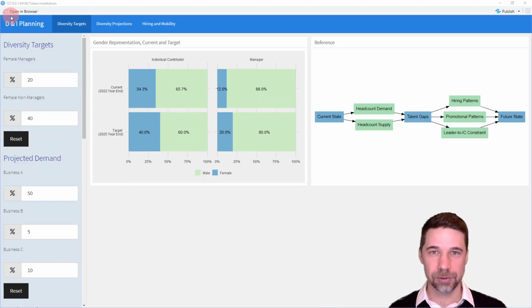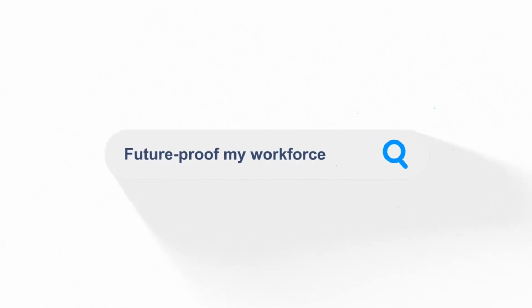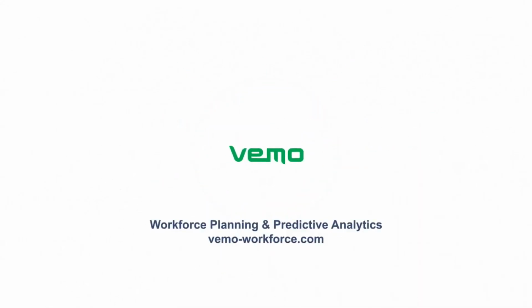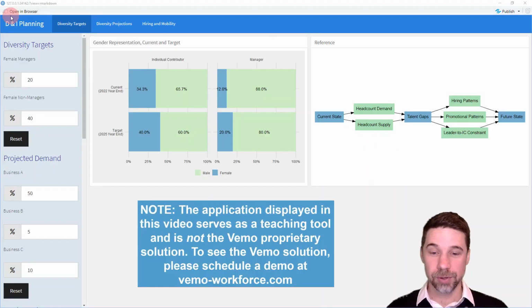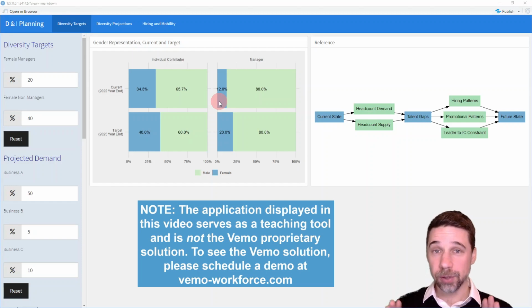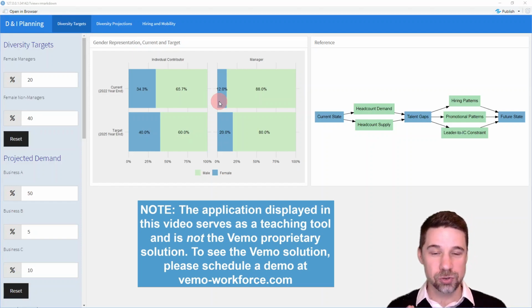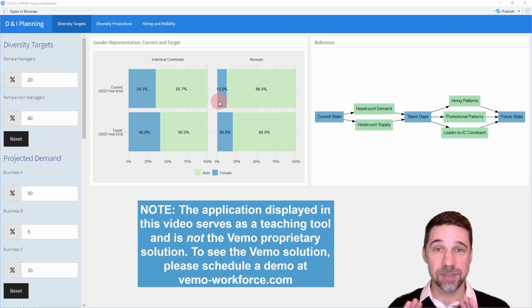Now that we're in the tool, we'll take a look at the example of gender diversity. So in the chart to the top left, we can see the current gender breakdowns for this hypothetical organization for both managers and everybody else who we're referring to as individual contributors. So for managers, we're at just 12% female. For individual contributors, we're at 34% female. And this is current headcount as of the end of 2022.